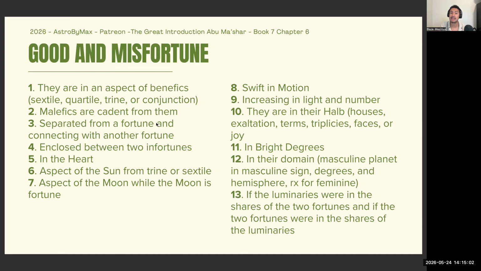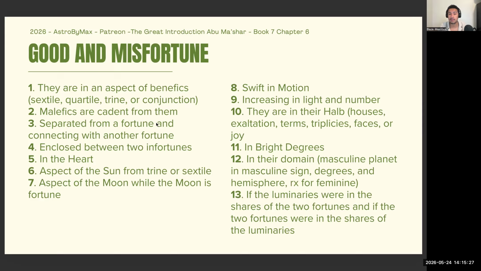If it's in the heart of the sun, that is a condition of good fortune, because specifically Abu Mashar will say that this is good fortune. If the aspect of the sun is from the trine or the sextiles, we've established before that these are where the sun is supportive. And the aspect of the moon, while the moon is a fortune, assuming that the moon has not changed to the nature of the malefics, her aspect is fortunate.